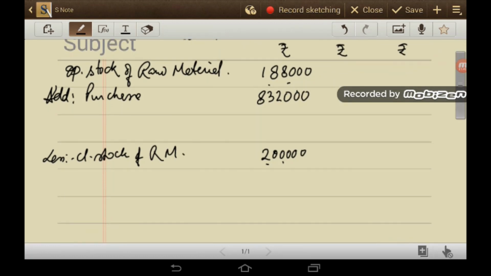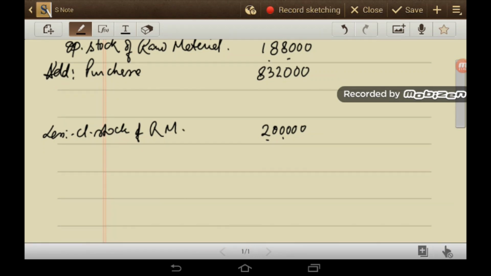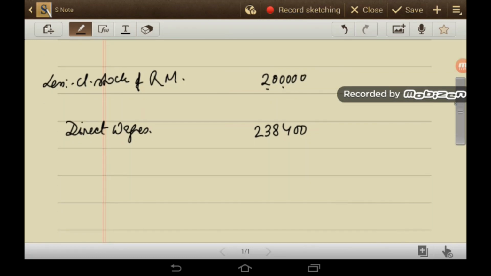Then direct wages. So direct wages is a part of your prime cost. So I am leaving one line here and then writing direct wages. This is 2,38,400. The next item is indirect wages. So indirect wages is a part of your factory overhead. So you have to leave some space for this prime cost component to arrive at prime cost, and then I am writing here indirect wages. So like this you have to proceed. So indirect wages is 16,000.